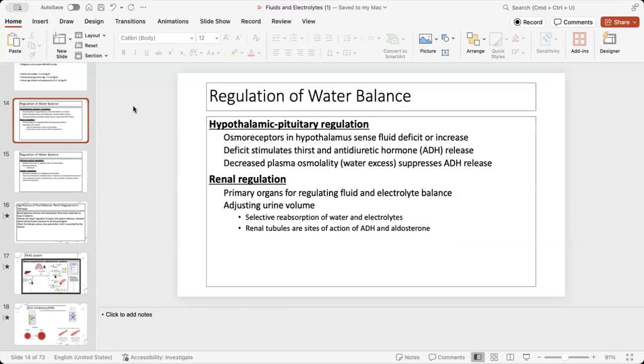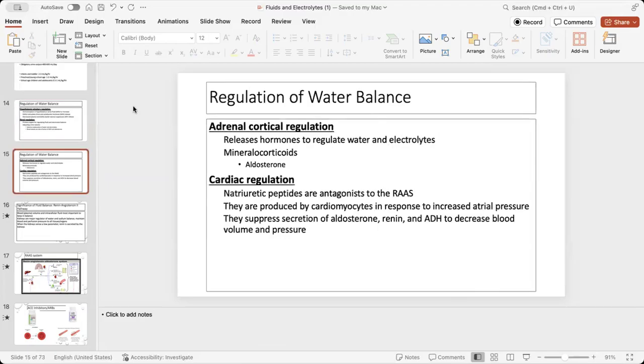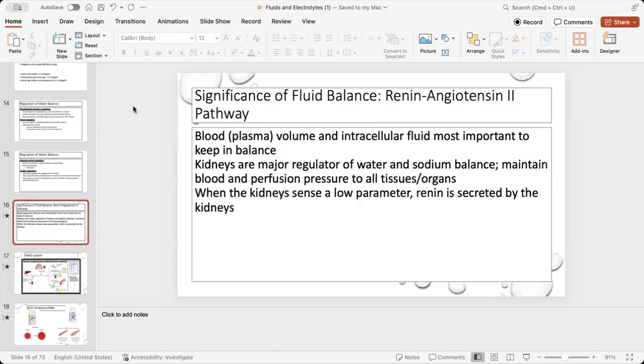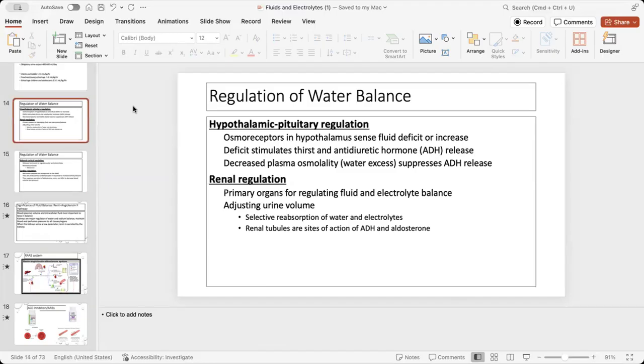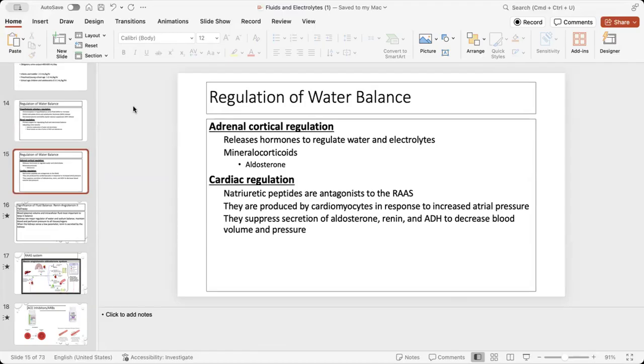All right, so again, this is just a review. We talked about regulation of water, antidiuretic hormone, the RAS system, adrenal glands, aldosterone, and natriuretic peptides. So it's just a review of the content that we just covered. Those systems are all interrelated to make sure that the body stays, hopefully, in homeostasis.